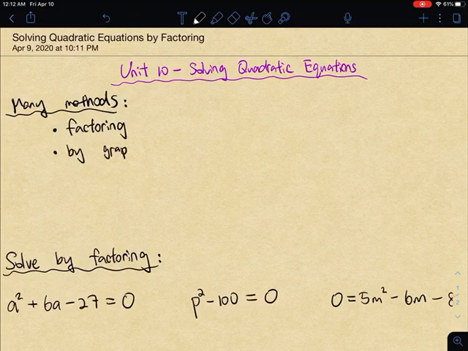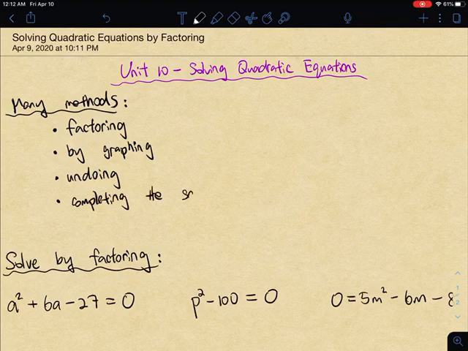And then we'll do solving by graphing. We actually did this as well when we did absolute value equations. We did solving by graphing, so we'll probably look at that next time. So we have solving by factoring, solving by graphing, and then what's going to be called solving by undoing. And then we have solving by completing the square. And then finally, we have solving by what's called the quadratic formula. So we have a grand total of 5 different methods to solving quadratics.